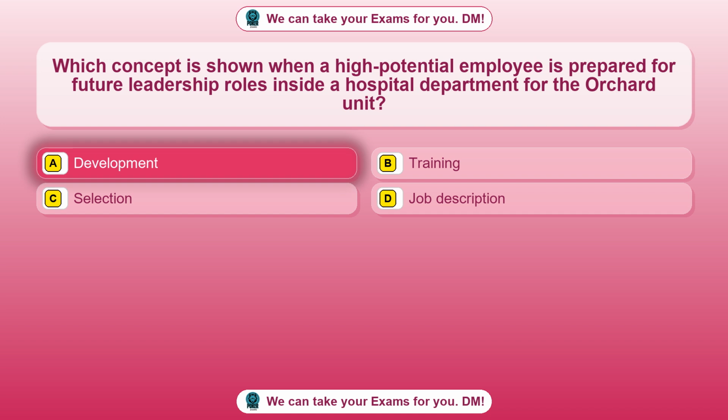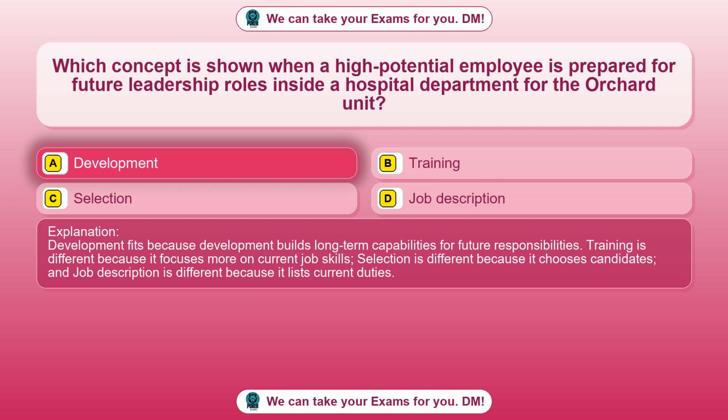Development. Development fits because development builds long-term capabilities for future responsibilities. Training is different because it focuses more on current job skills. Selection is different because it chooses candidates, and job description is different because it lists current duties.